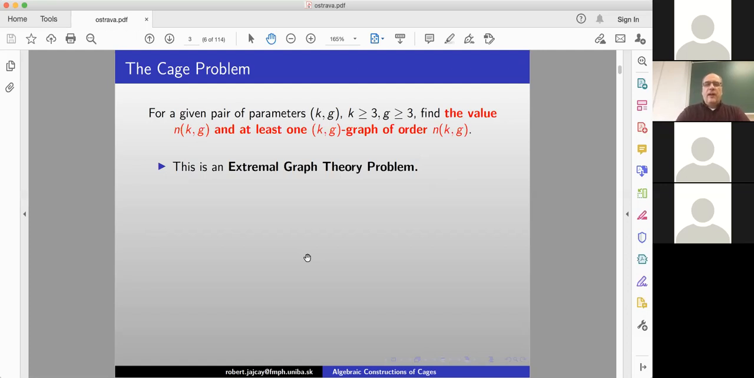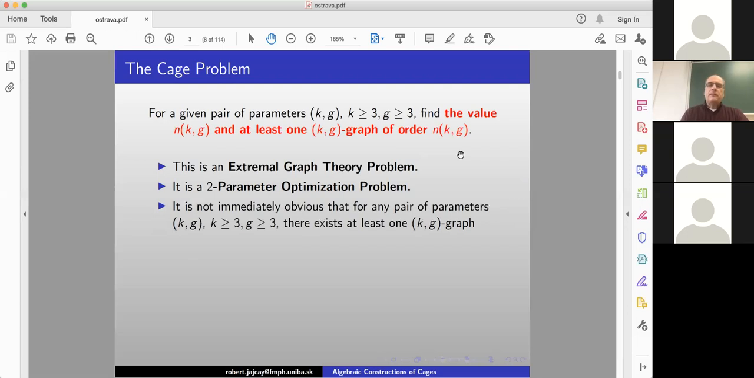This just tells you which part of graph theory this is: it is usually considered part of extremal problems, where you have a specified class of graphs and you're looking for one with some extremal property. It's also an optimization problem if you want to think about it this way, because you have a class of graphs and you're looking for the one with the smallest number of vertices. And it's a two-parameter problem because we are looking for answers for all possible pairs, k and g.